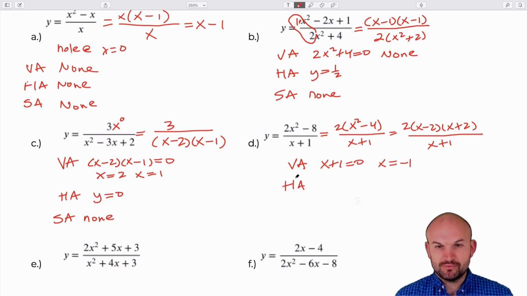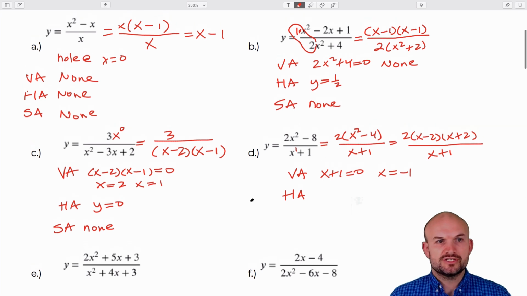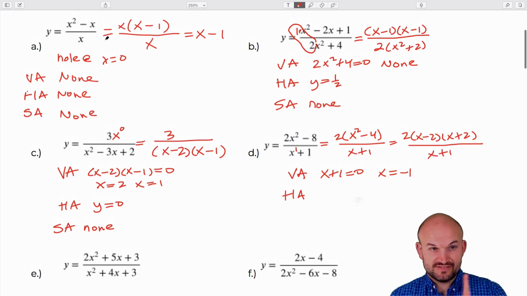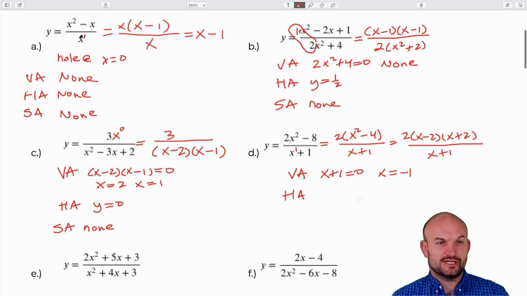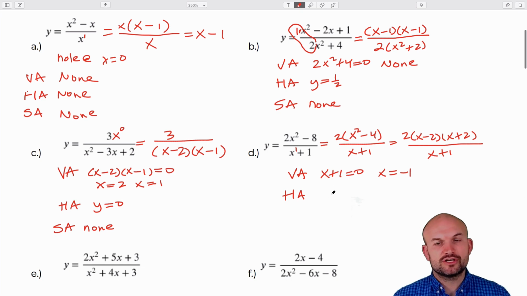The horizontal asymptote, now the degree in my denominator is smaller than the degree in my numerator. So via the horizontal asymptote test, there is no horizontal asymptote. So that's just like this function over here. The difference from this function to that function is that even though this function had the exact same thing, right? The degree is 1, degree is 2, degree is 1, degree is 2, this one also had a hole. But either way, whenever the degree in your denominator is smaller than the degree in your numerator, you're not going to have a horizontal asymptote. And then we go and look at the slant asymptote.